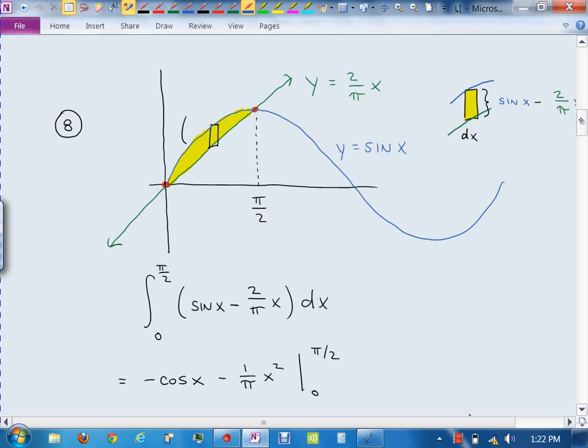Did they give you pi over 2? No. They don't. So I had to find that point of intersection. I had to find it. X equal, that just means to the right of 0. So they said find the area of the region bounded by these two curves to the right of 0. Because to the left, there's actually a part over here too. And so they're saying don't include that.